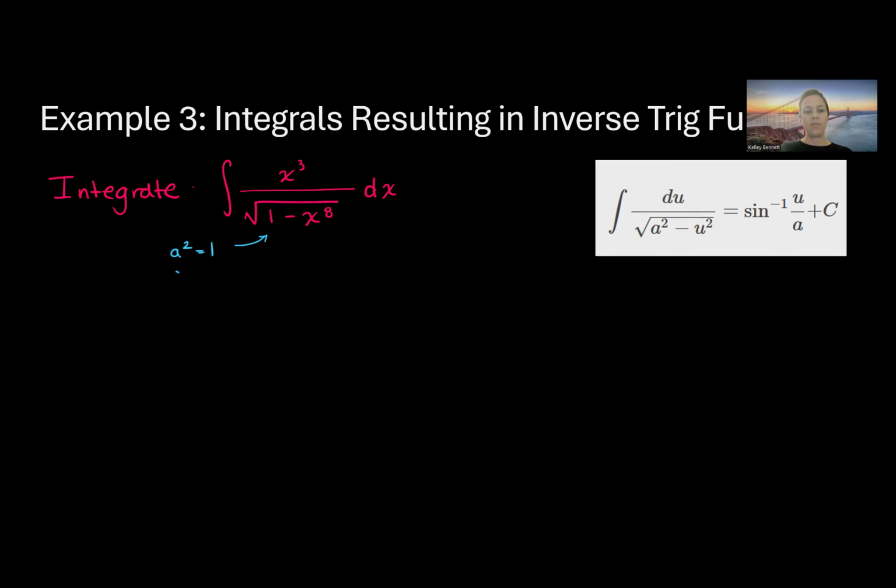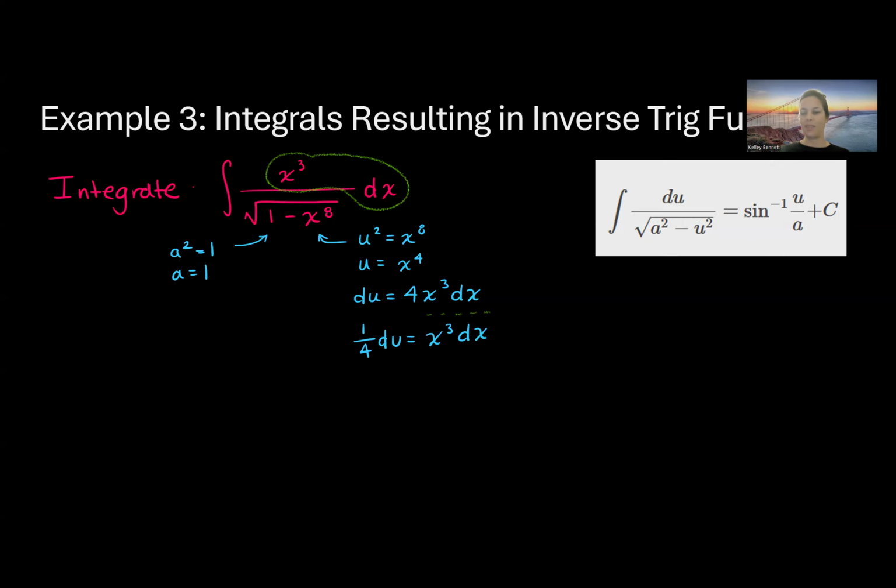So for a squared being 1, we have a equal to 1. And then if we let u squared be x to the 8th, then u would be x to the 4th. And that's nice because then du becomes 4x cubed dx. And we have an x cubed dx in the integrand, so I like it.